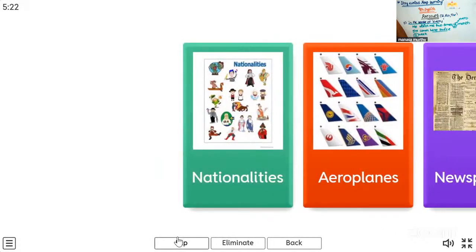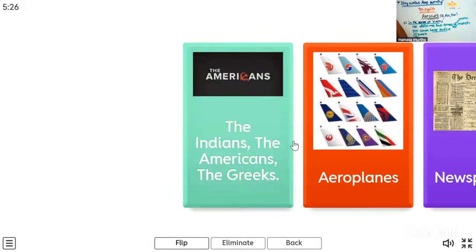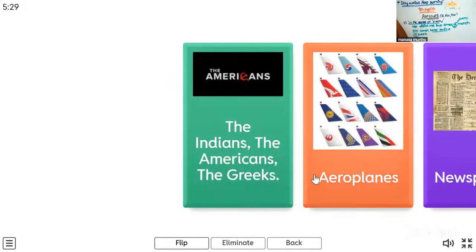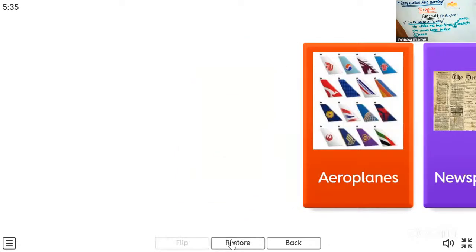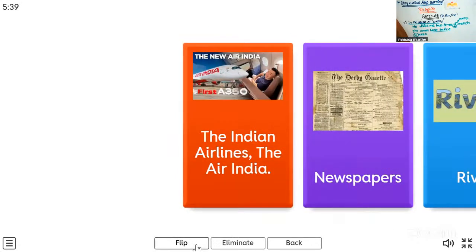Nationalities. When indicating, we say the Indians, the Americans, the Greeks. Aeroplanes. We say the Indian Airlines, the Air India, the Qatar Airways.